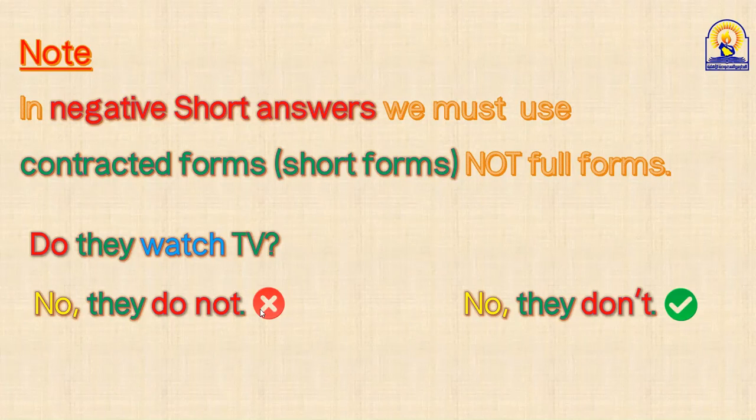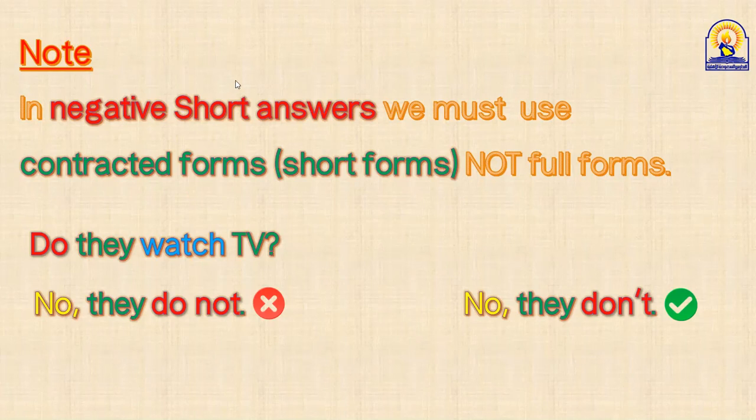So in negative short answers, I mean when you start your answer using no, don't forget to use the short form of do not. Use don't. Don't say did not, say didn't. Cannot, no, it's can't, and so on. So it's a very important note you must keep in your mind. Okay, I think now we learned how to form a correct short answer. And in the last lesson we learned how to form a correct yes and no question.